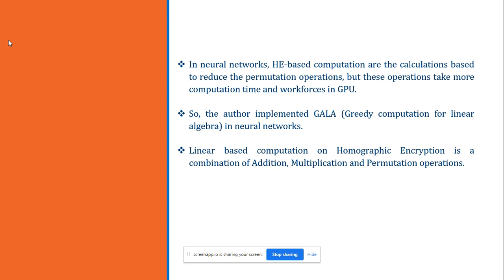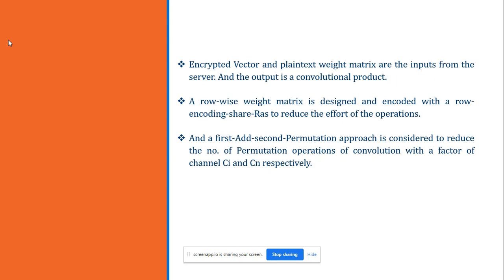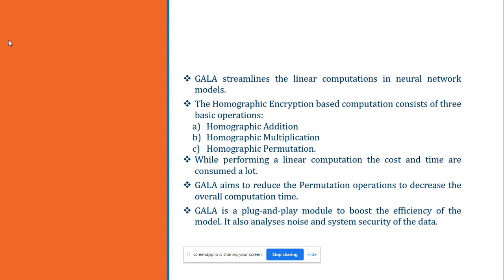Linear-based computation on homomorphic encryption is a combination of addition, multiplication, and permutation operations. The encrypted vector and plaintext weight matrix are the input values for the server, and the output is a conventional dot product. A row-wise weight matrix is designed and encoded with the row encoding share, RAS, to reduce the effort of the operation. A first-add-second-permutation approach is considered to reduce the number of permutation operations of the conventional neural network by the factors of channel Ci and Cn respectively.